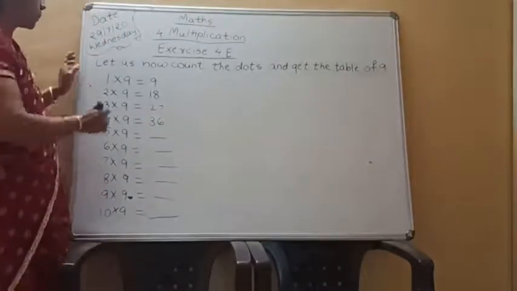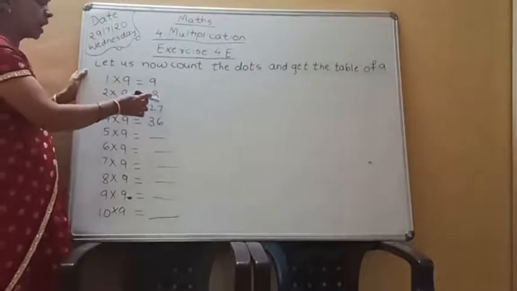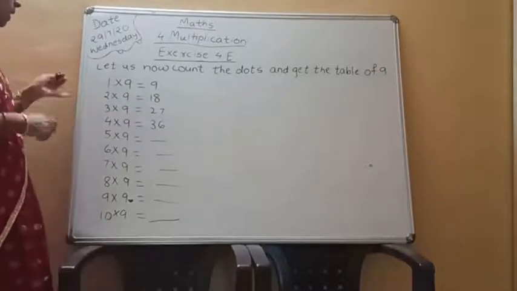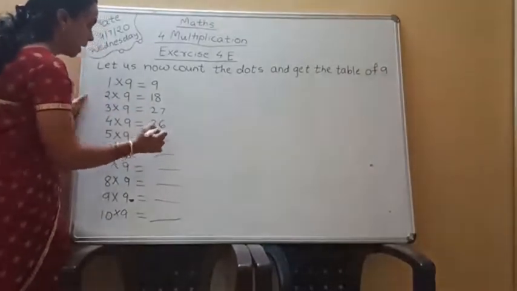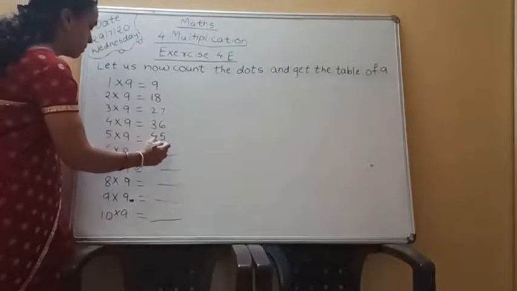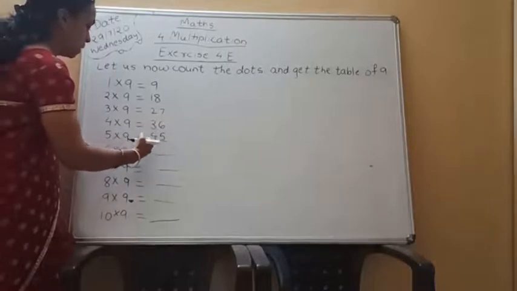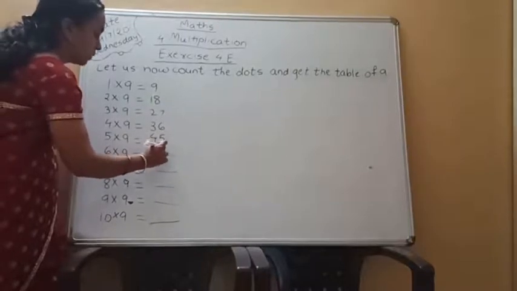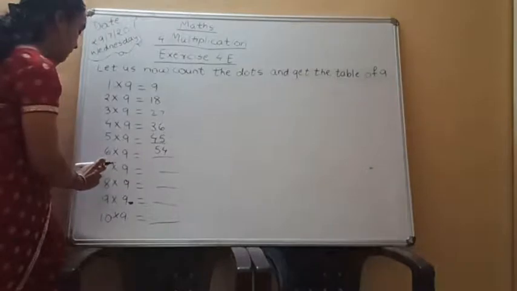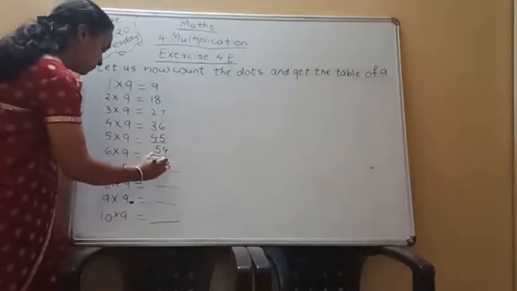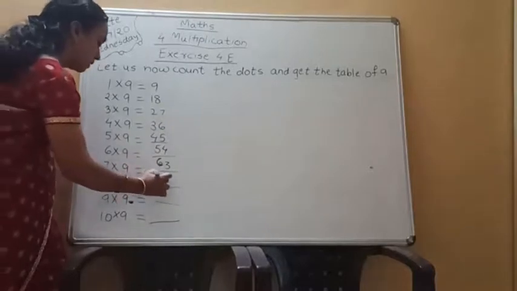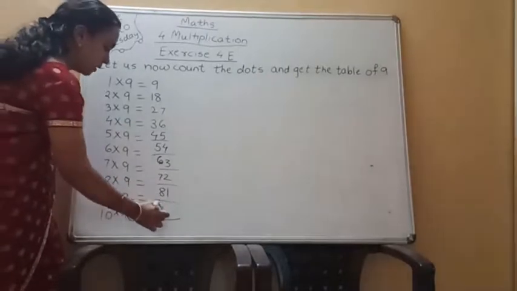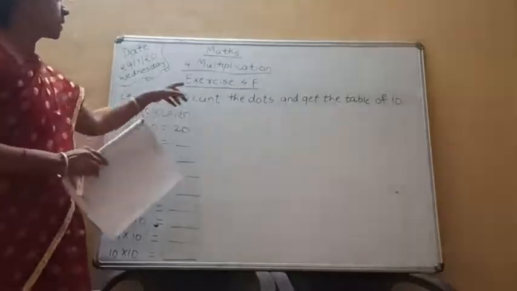Okay, so write down. 9 1s are 9, 9 2s are 18, 9 3s are 27, 9 4s are 36, 9 5s are 45, 9 6s are, how much, you tell me? 54. 9 7s are 63. 9 8s are 72. 9 9s are 81. 9 10s are 90.